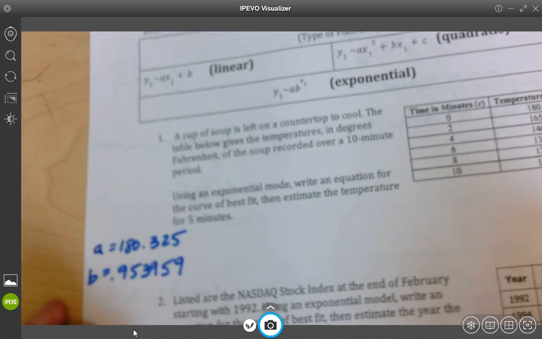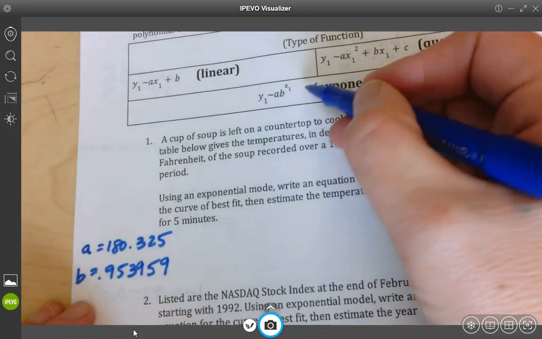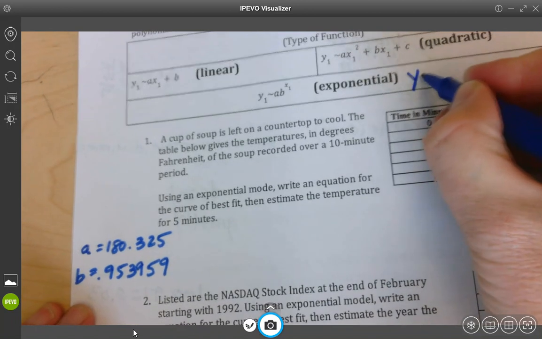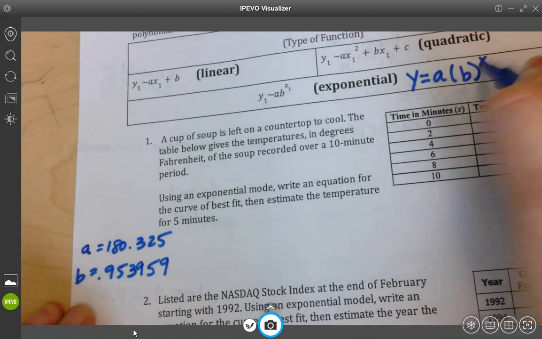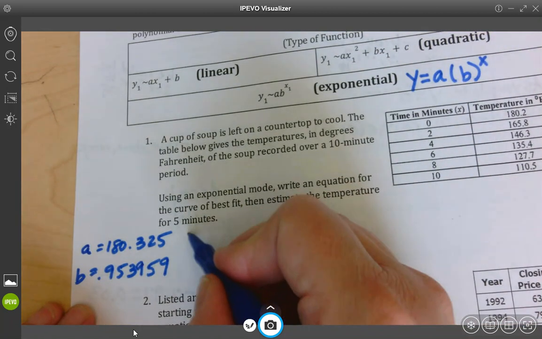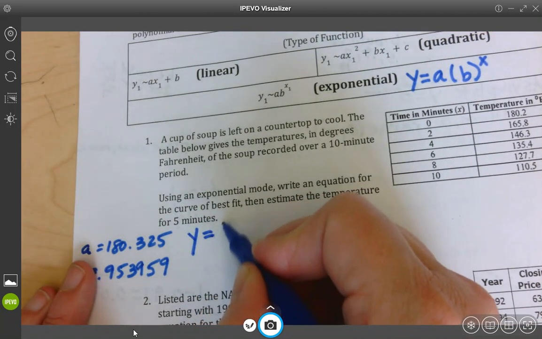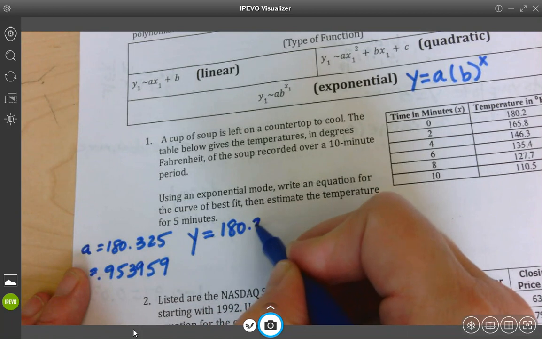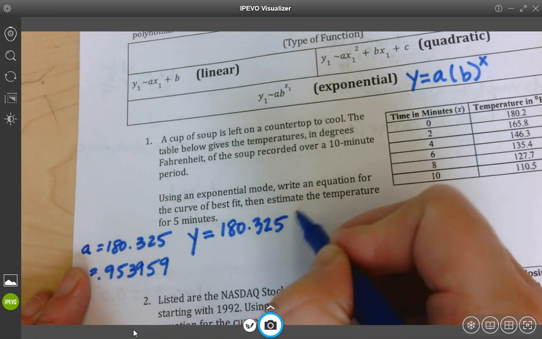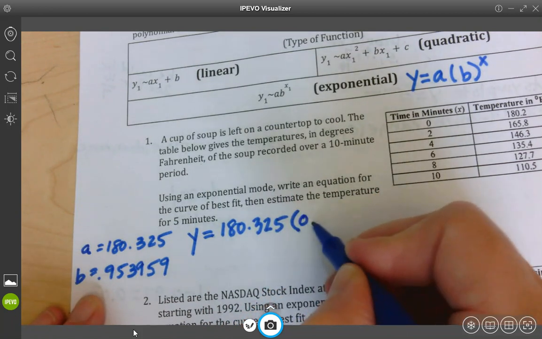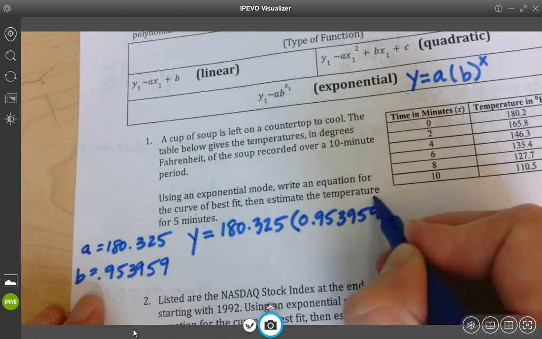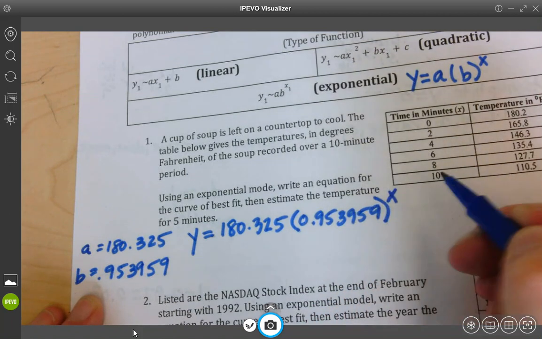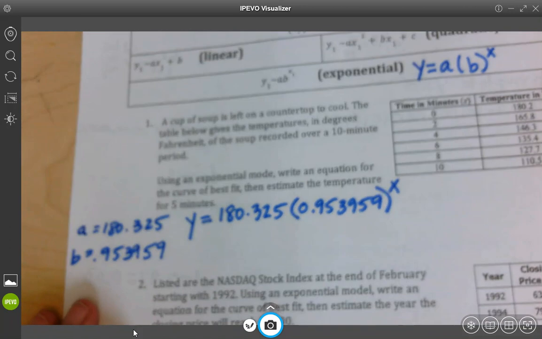And when you write your equation, you don't write it in this way that tells Desmos it's a regression. You write it normally in the y equals A times B to the x way, like this. So I'm going to write y equals 180.325 times 0.953959 raised to the x. So the x is your exponent.